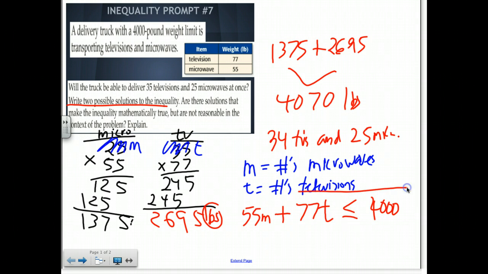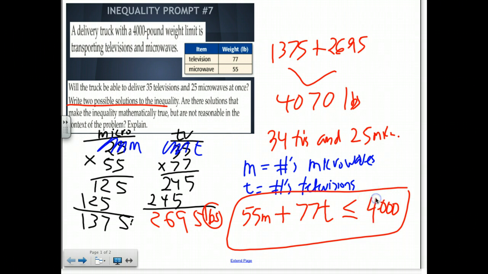And guess what? We just figured out an inequality to represent all of the solutions for the problem. You see that? So what does it mean? As long as I can take the number of microwaves and the number of televisions, plug them in, and it still stays under 4,000 pounds, we have a solution. That is our solution. Any questions so far? Is that a 4? Which one? Oh, it is 4.